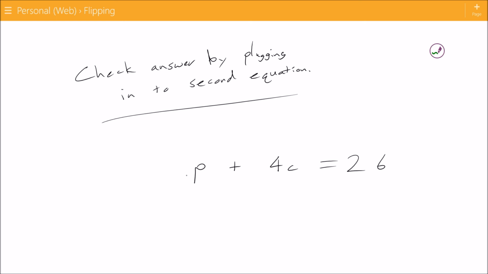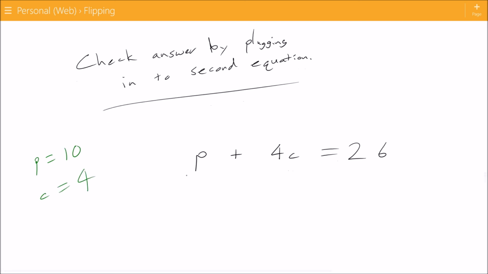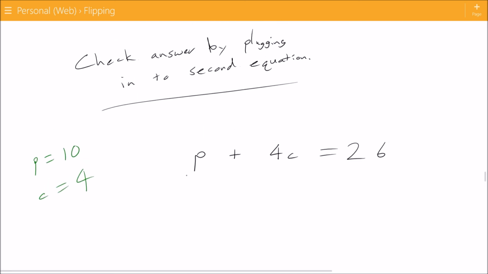So what we got so far was that p is equal to 10 and c was equal to 4. The price of popcorn is $10. The price of cola is $4. Let's see if it works. Substitute in 10 for p. 10 plus 4 times 4 for c would be 26.